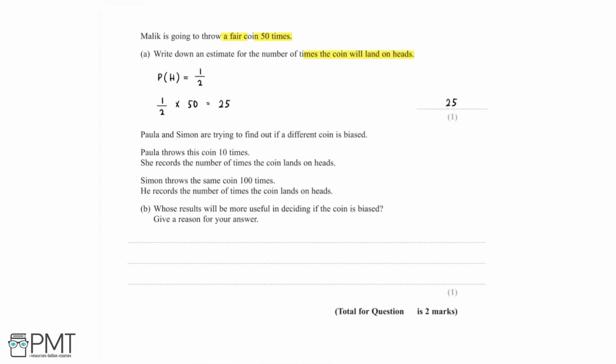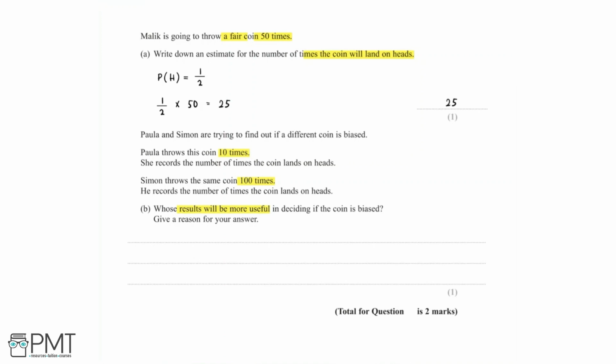Next we're told that Paula and Simon are trying to find out if a different coin is biased. Paula throws the coin 10 times, and she records the number of times that the coin lands on heads. Now Simon throws the same coin 100 times, and he records the number of times that the coin lands on heads. In part B, we need to find out whose results will be more useful in deciding if the coin is biased, giving a reason for our answer.